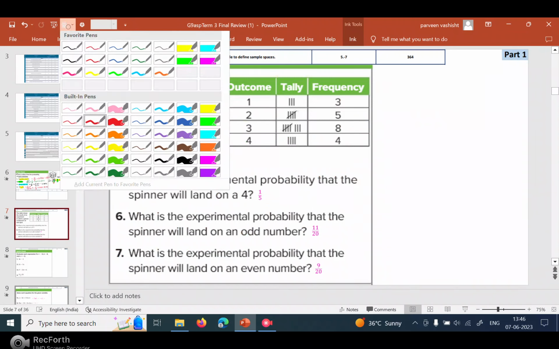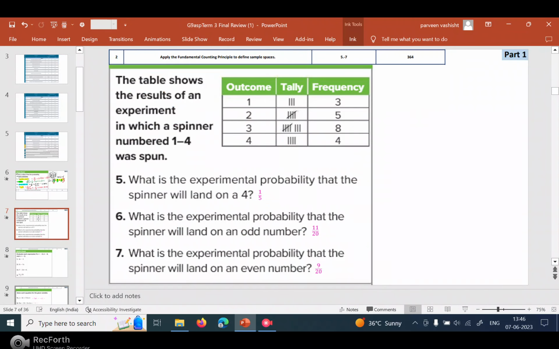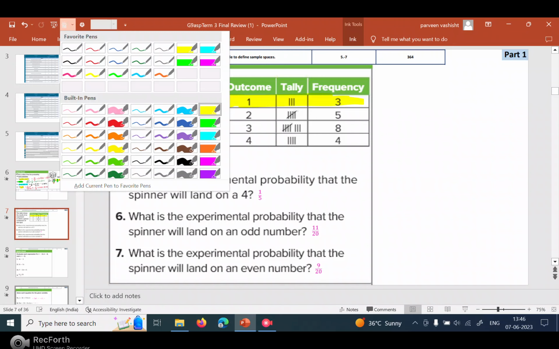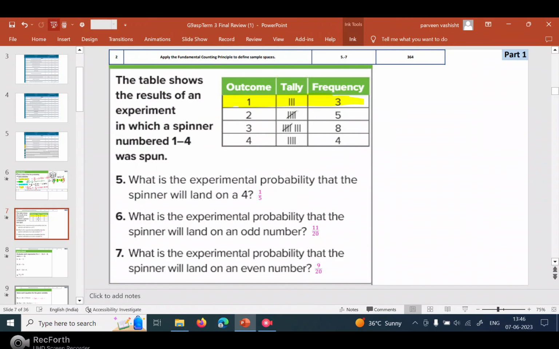Now I will move to question number 2 type. So we have to read the question carefully. The table shows the result of an experiment in which a spinner numbered 1 to 4 was spun. When you are spinning a spinner, you are just spinning it. So 1 is coming 3 times. You have to see the outcomes. They have given it by tally: 1 is coming 3 times. Then 2 is coming 5 times.